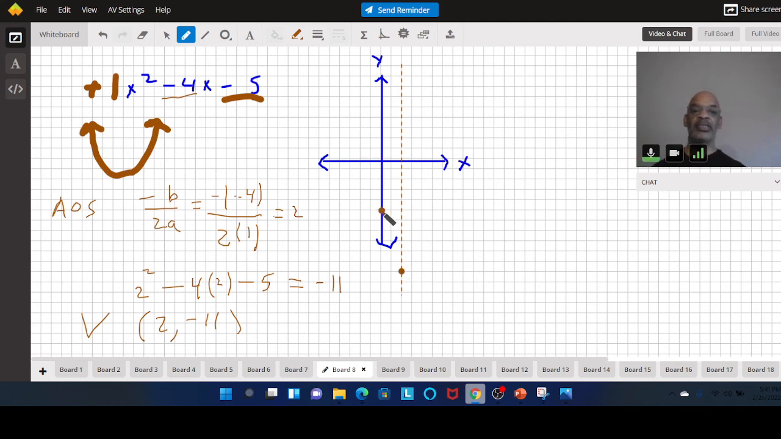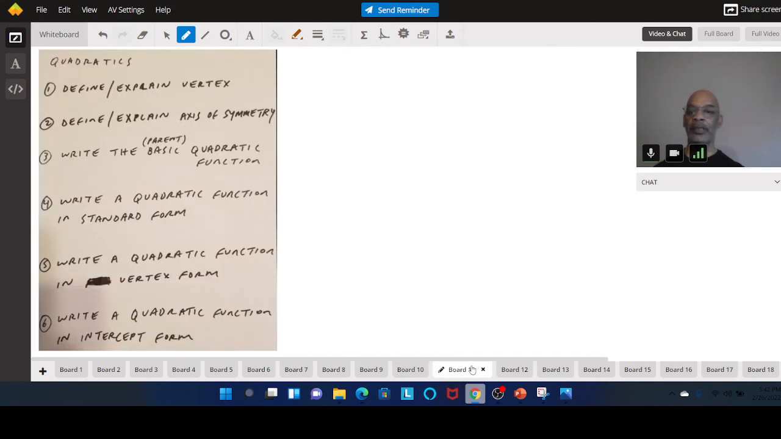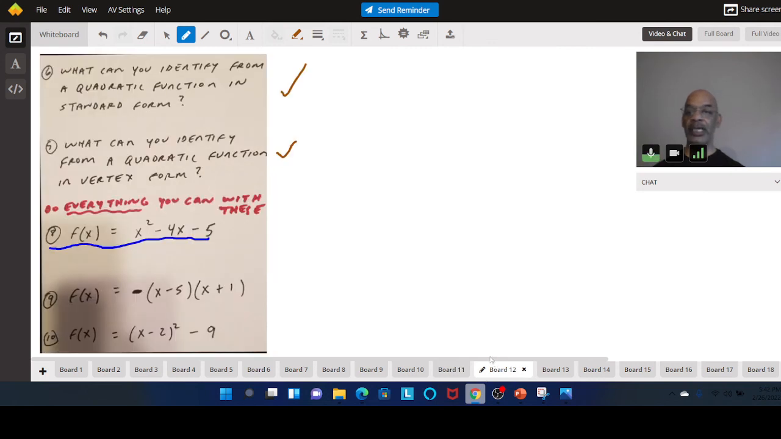All right, this is a point on the graph. I have a point mirroring that on the other side of the axis of symmetry. Since A is 1, from the vertex I can go over 1, up 1. I have enough points to sketch my parabola. And that gives us an idea of what it's looking like. Great. And let's close it out.